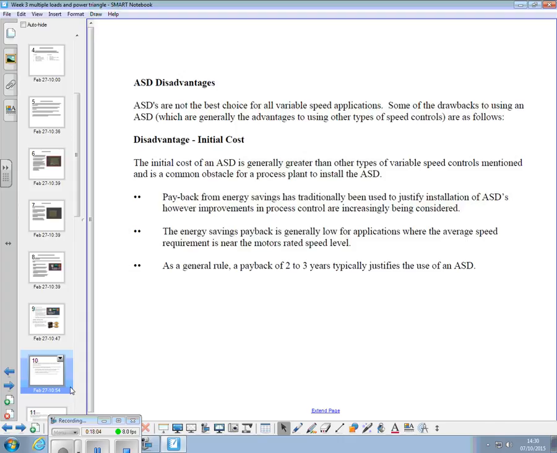Payback from energy savings has been the traditional way to justify using them, but the energy payback is low for applications where average speed requirement is near the motor's rated speed level. If you're not slowing it down very much, you aren't going to be using that much less power, and therefore it's going to be using a similar amount of energy to what it would be if you were running it direct online. So your payback there is not going to be so quick. As a general rule, a payback of 2 to 3 years typically will justify using an ISD.